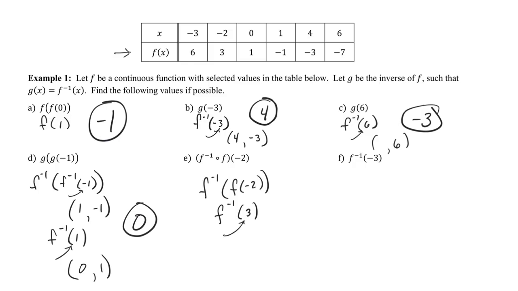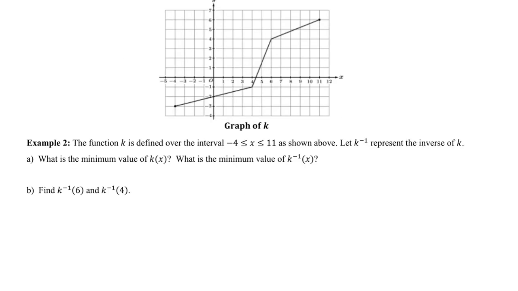Remember, if this is the input on an inverse function, it must have been the output on the original function. So let's go back to the original function. The output of 3, the input must have been -2. So it's -2. Okay. All right, let's look at a problem graphically here.